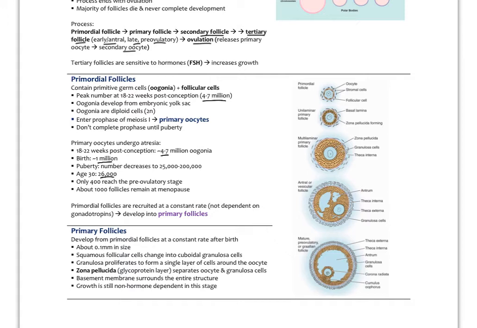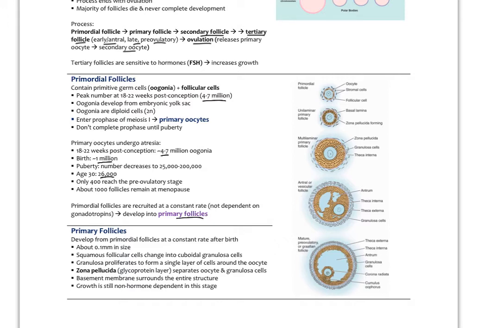And only about 1,000 follicles will remain at menopause. We're not exactly sure why those follicles can't be further recruited, but it probably has to do with the decline of the different sex hormones, perhaps also increased oxidative damage and so forth in the ovaries. The primordial follicles are recruited at a constant rate, as I mentioned. They're not dependent on gonadotropins like FSH, LH. And again, they develop into primary follicles.